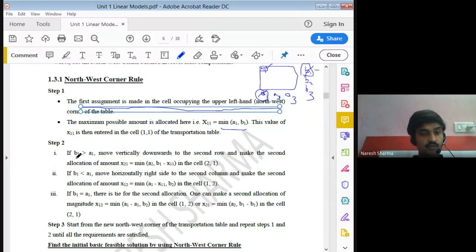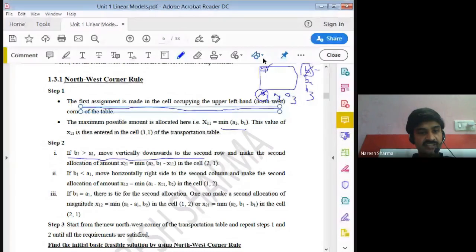So what is step 2? If b1 is greater than a1, move vertically downward, because if a1 is less, this we completely fix here. a1 is less, so we go to this next row. Make the second allocation of the table, x21, which is a2 or b1 minus x11.